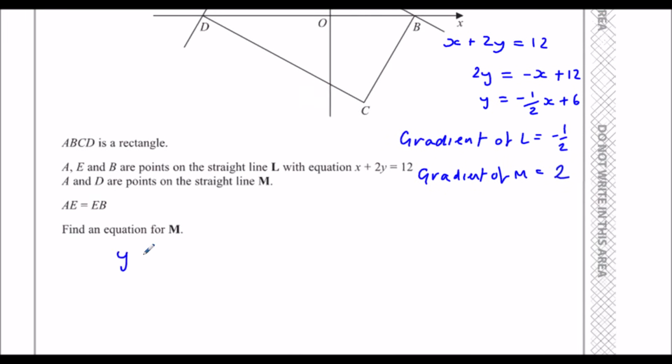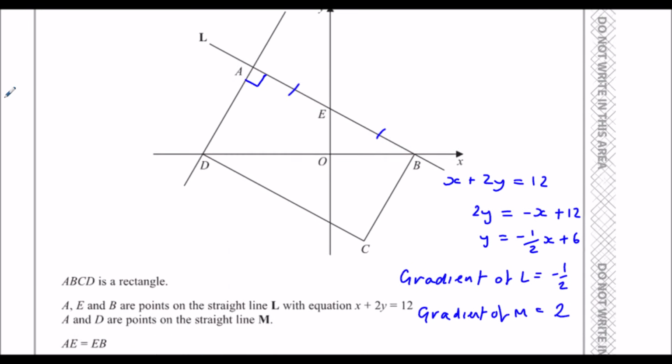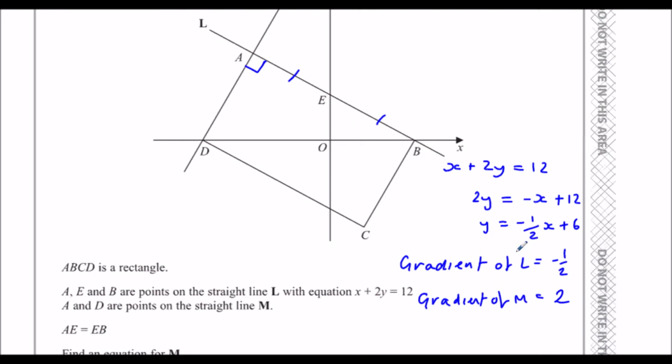So the gradient of M equals 2. So we've got y equals 2x plus c. Now we don't know what c is, but we can work out where this coordinate A is. So the y-intercept of L, this blue line, is 6. So this is 6.